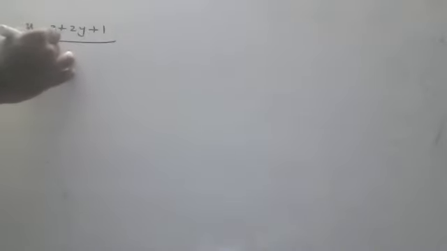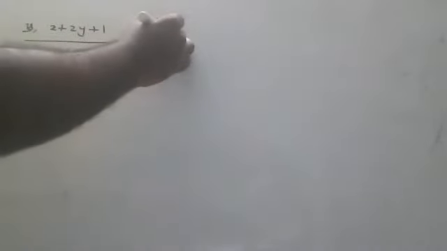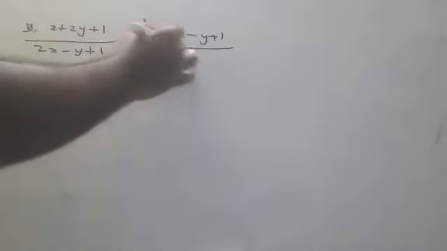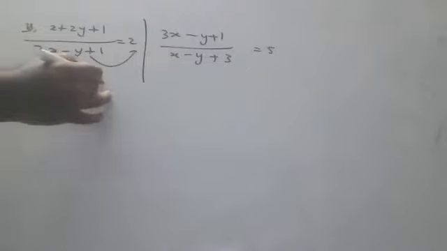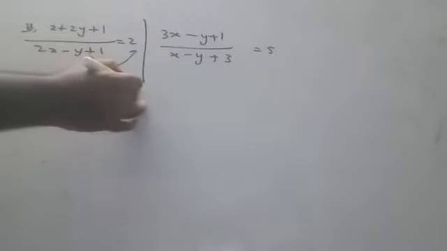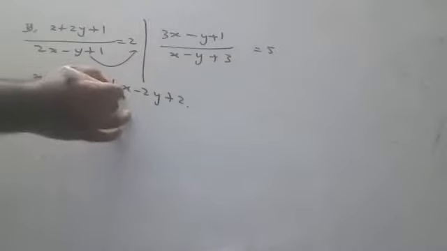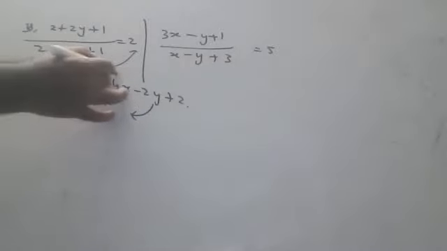X plus 2y plus 1 by 2x minus y plus 1 is equal to 2. This is my equation. 3x minus y plus 1 by x minus y plus 3 is equal to 5 is the other equation. Okay, children, shall I take it this here? X plus 2y plus 1 is equal to 2 times, that is 4x minus 2y plus 2. Bring all x's and y's one side, normal number side.